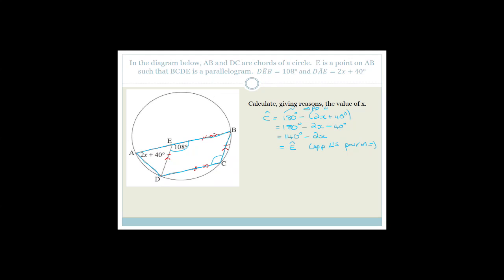Opposite angles of a cyclic quad are what? They are supplementary. Okay, so therefore we can say that 140 degrees minus 2x is equal to 108 degrees. And then we can just solve. We can go 140 minus 108 is equal to 2x. So I'm scared to do this now after last time, but I think it's 22 degrees, okay, is equal to 2x. Therefore, I can say x is equal to 11 degrees.